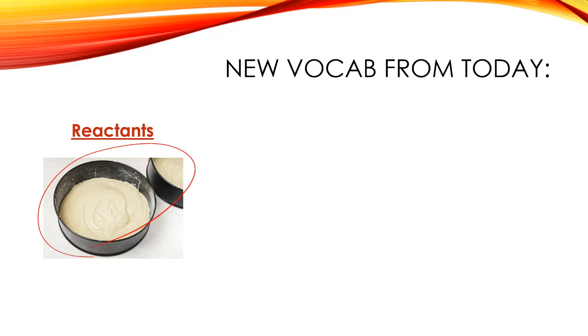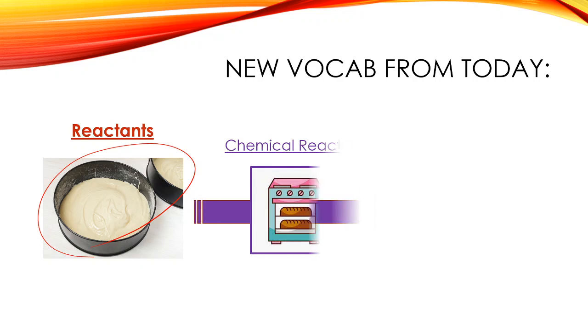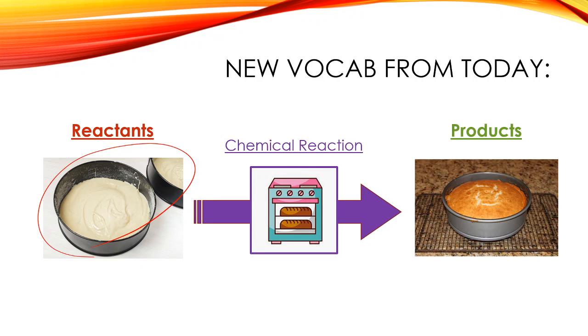We have some reactants before you bake it, because those are the things that are going to be going through a chemical reaction. Then when you bake it, that is the chemical reaction. It happens in the oven. And what you end up with, your cake, is a product.